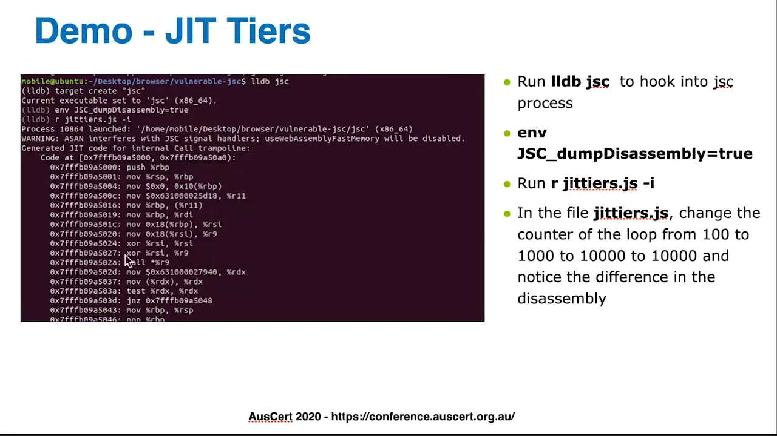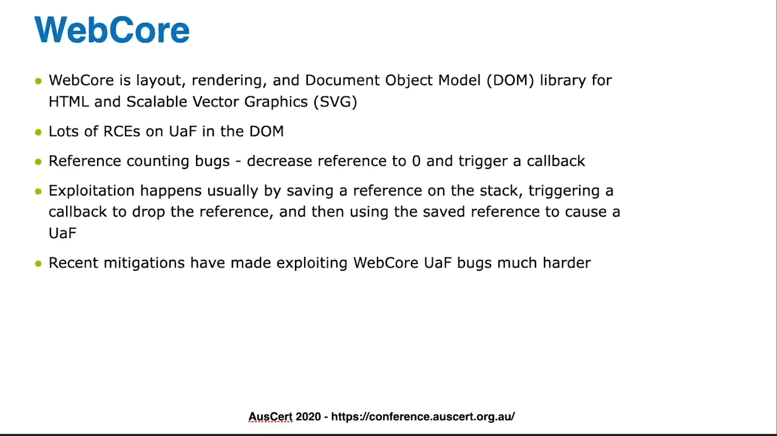the different JIT tiers. So what you can do is that you can attach LLDB to JavaScript core. Then you can set this particular environment variable to true, and then you can have a file, let's say jittiers.js, which will have a specific for loop. Now what you need to do is just change the counter on the for loop from 100 to 1000, and then 1000 to 10,000, right? And then see what the output is. So you will see that it's switching the tier levels as you increase the number of the counters.